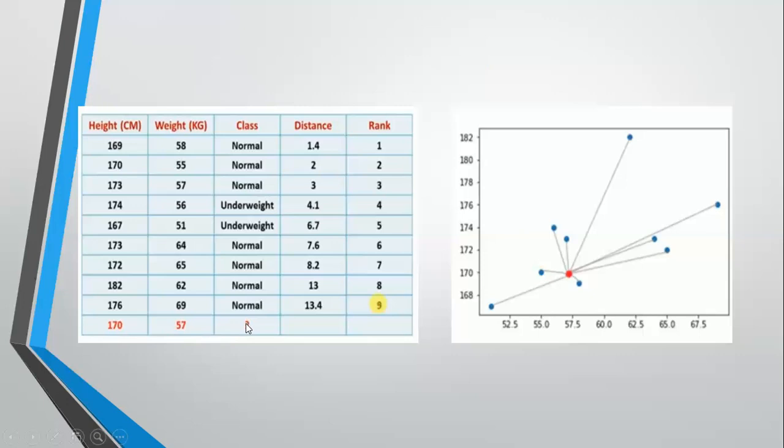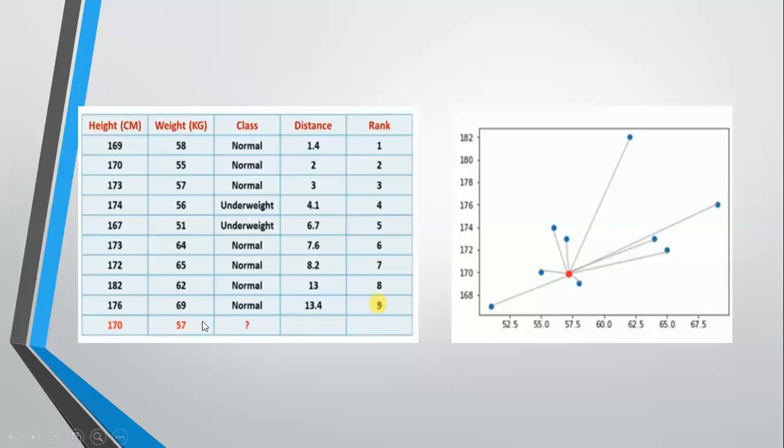Suppose you want to know the weight of a person with a particular height. This is a continuous value, so you have to find the distance. Just imagine we do not have this class label and you want to find the weight of a person. What we can do here is apply the average value. The first 3 persons' weights are averaged and you will get 57 point something, exactly the same.